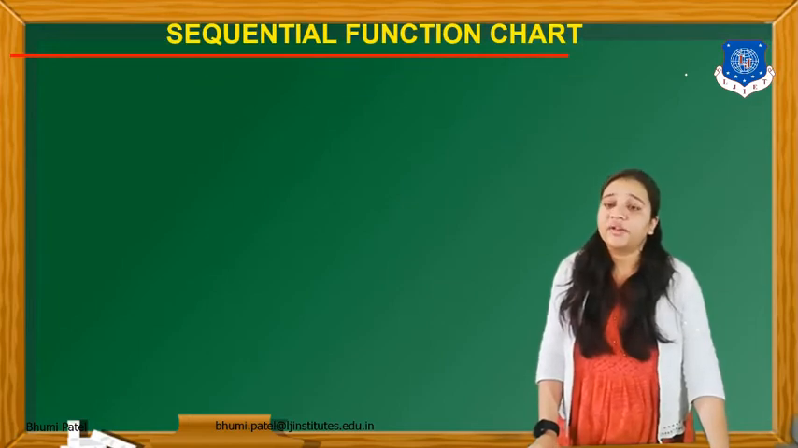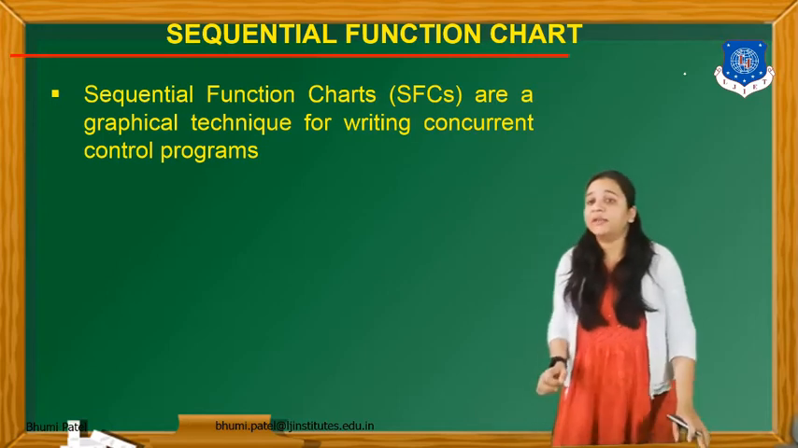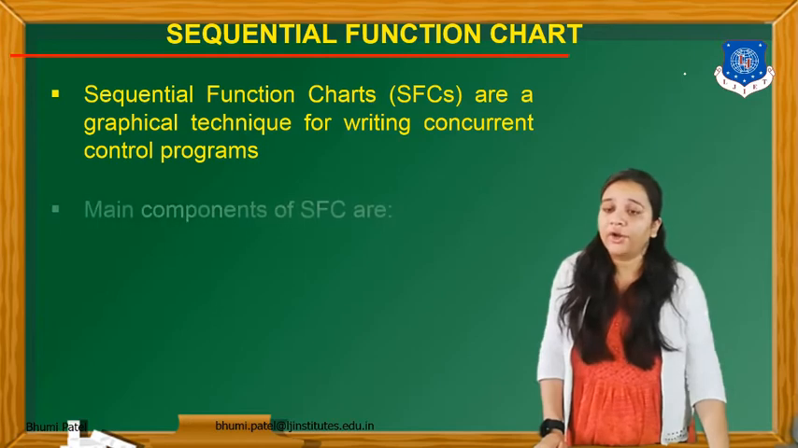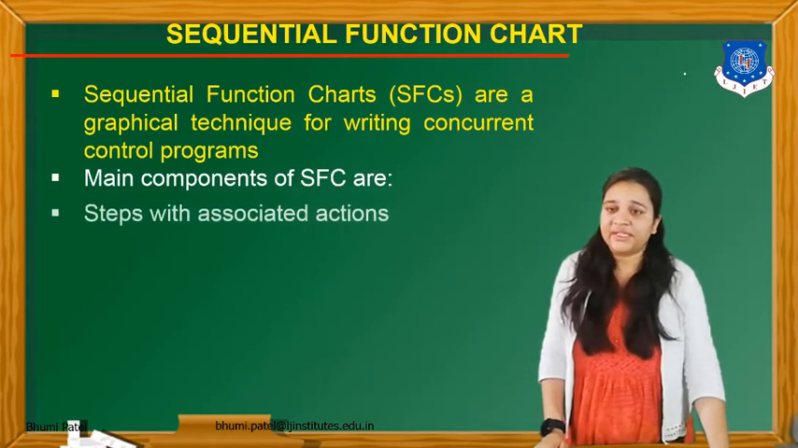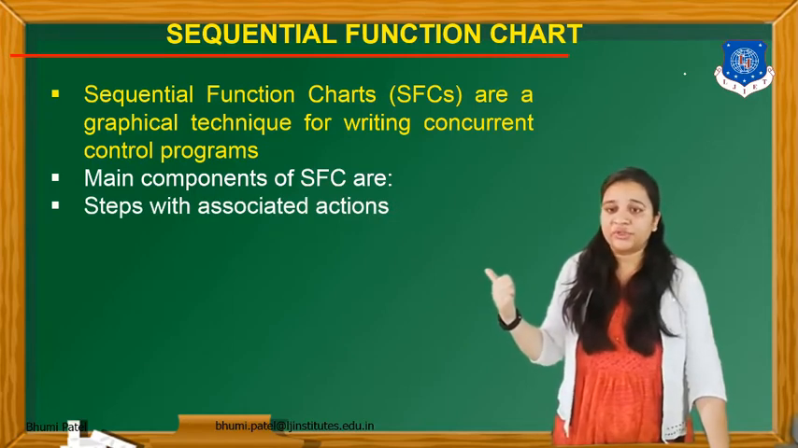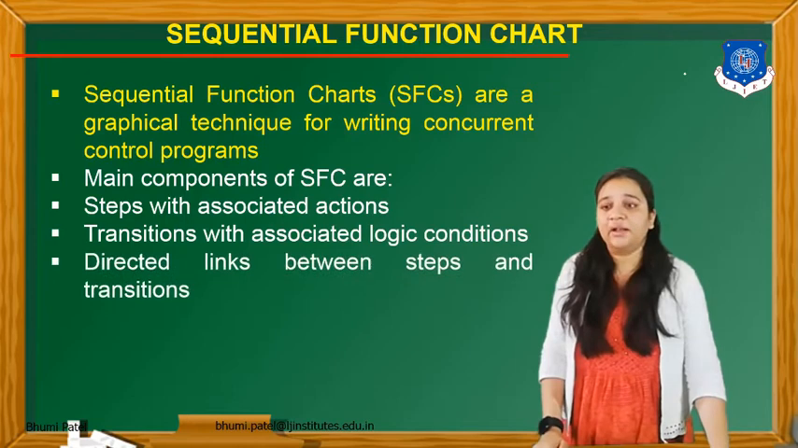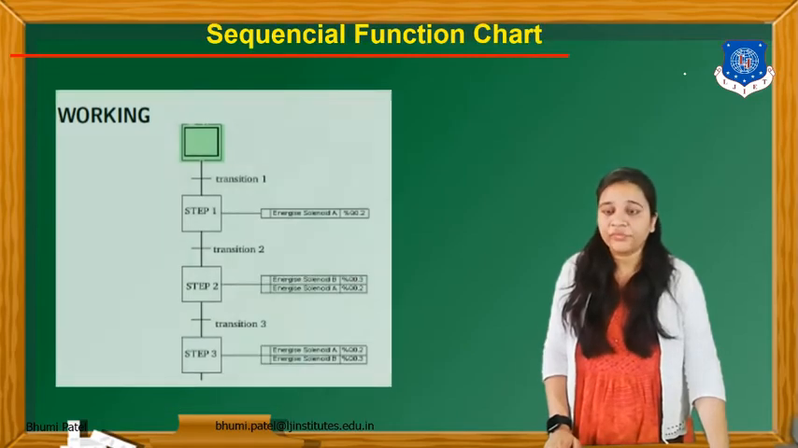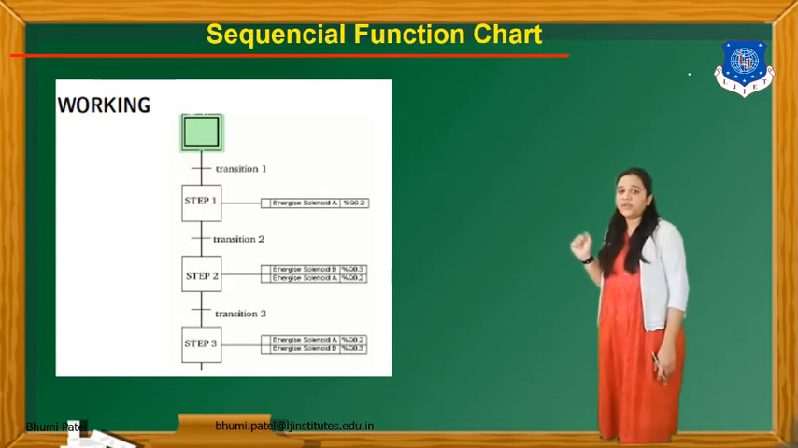And the last one is the sequential function chart. SFCs are graphical techniques for writing concurrent control programs. The main components of the SFC are steps with associated actions, transitions with associated logic conditions, and directed links between the steps and transitions. So in this, we have to use this type of working in the sequential function chart.